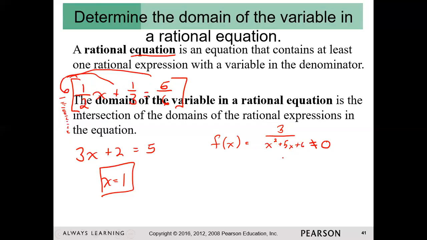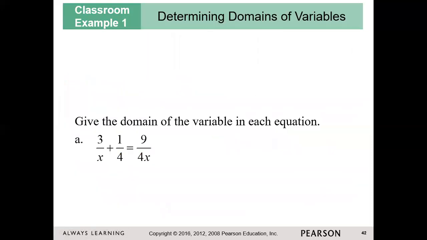You're like, oh, look, I got it. But it may be a false solution. So I'll explain a little bit more about that when we get to it. All right. So first it says, let's give the domain of the variable in each equation.